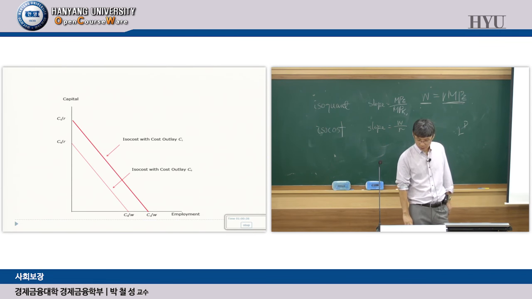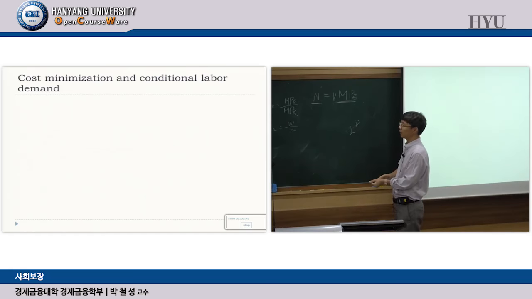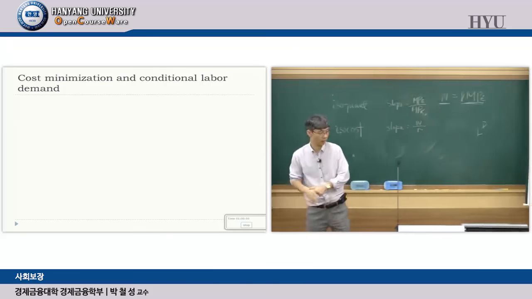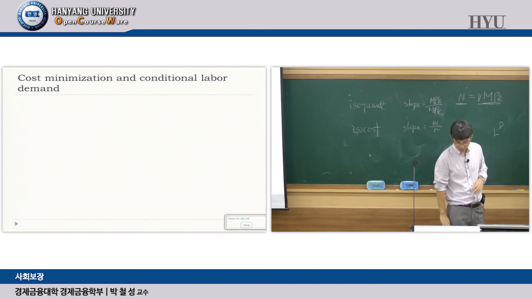So we have seen isoquant and isocost. And first, let's now think about the individual firm's decision for production. What we are thinking about is cost minimization first. What is cost minimization? Let's think of this idea.